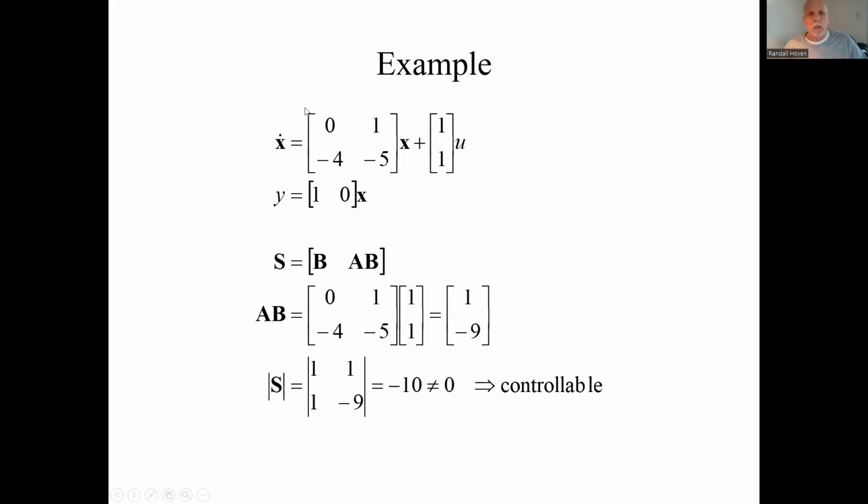Here's the first one. Here's our state space representation. All we need is A and B. So B is 1, 1. We're going to need AB. Here's A times B. Do that matrix multiply. It's 1, minus 9. Form this matrix. B is 1, 1. AB is 1, minus 9. That determinant is minus 9 minus 1, or minus 10. That's not 0, so this system is controllable.